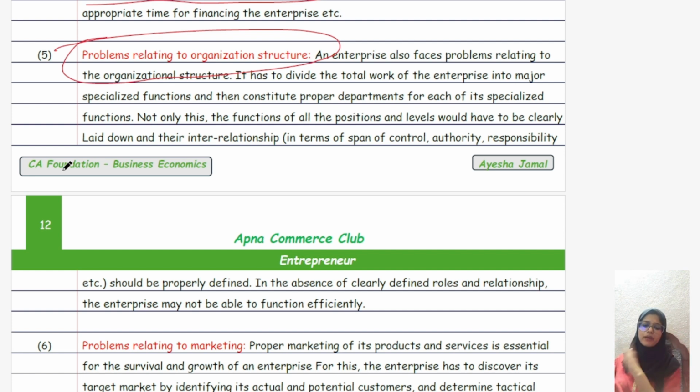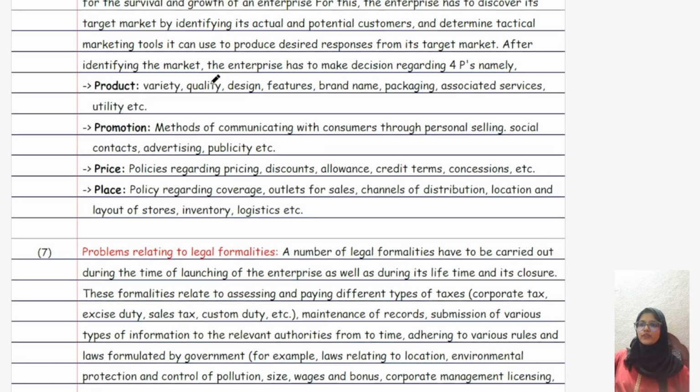You have various departments. In every CA firm, you can see you have an audit department, a litigation department, a consultancy department, a refund department. Various kinds of departments you will have, and there should be someone who will be looking over all the departments. So that is nothing but problems relating to organization structure.